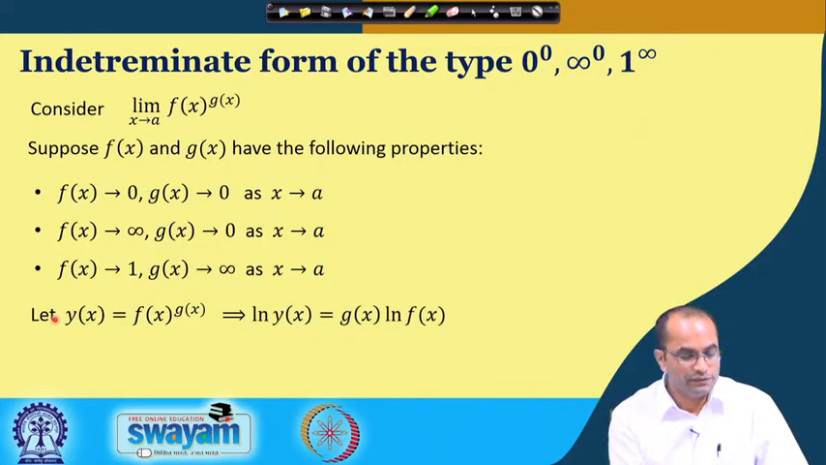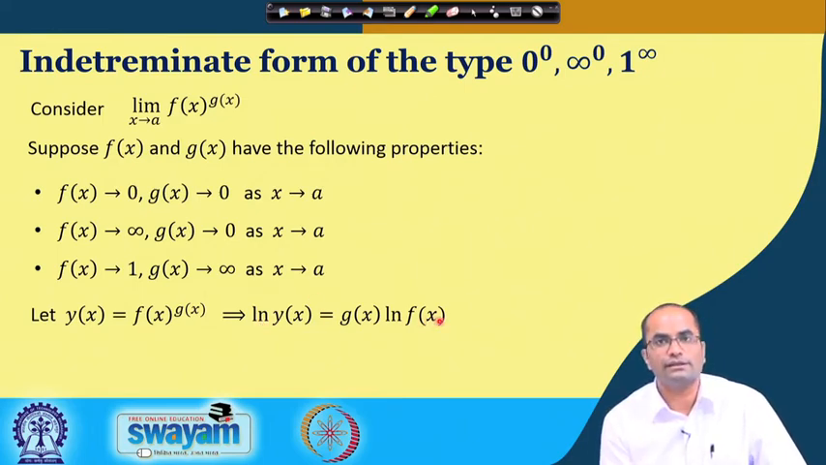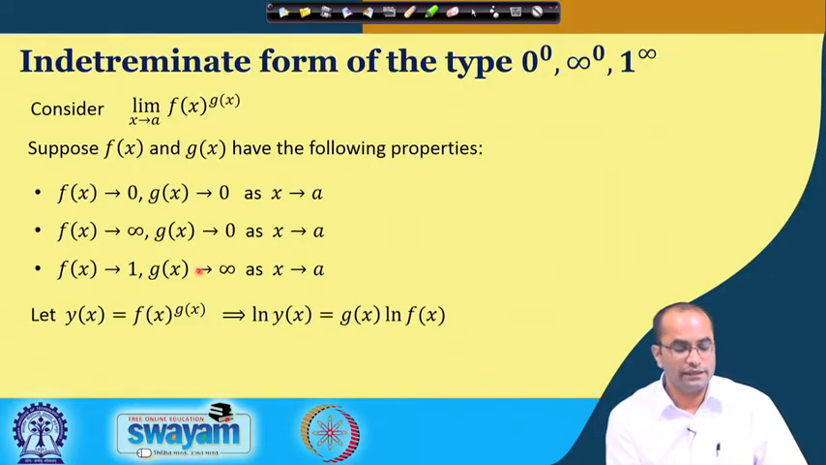In either case, when we take the logarithm, ln y(x) will become g(x) ln f(x). And now, consider for example the first case, when f(x) goes to 0. So, ln f(x) will go to minus infinity and g(x) goes to 0. So, 0 into infinity form. In the second case, when f(x) goes to infinity, this will become infinity and g(x) goes to 0. So, again 0 into infinity form. In the third case, when f(x) goes to 1 and g(x) goes to infinity, ln 1 will become 0. So, we will have again the 0 into infinity form.